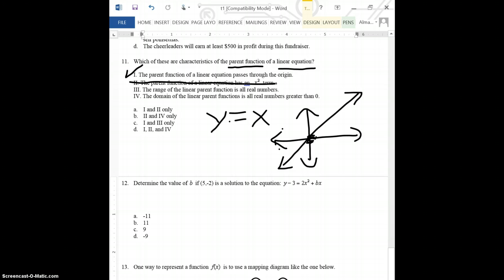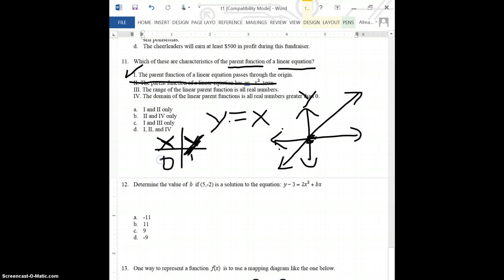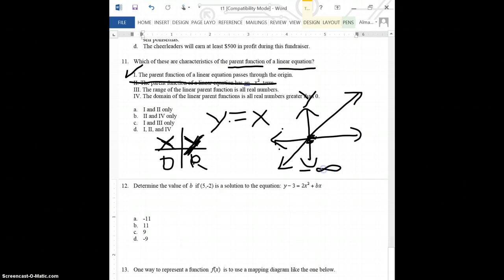The range of the linear parent function is all real numbers? Yes. If you look at the range, you're looking at the y, because remember, x and y went to the doctor. So we're looking at range, we're looking at y. And here we can see that we're going from negative infinity to positive infinity on the y-axis, which means that the range is all real numbers.